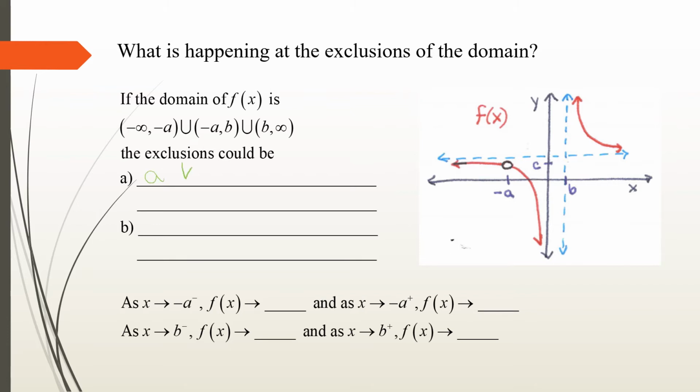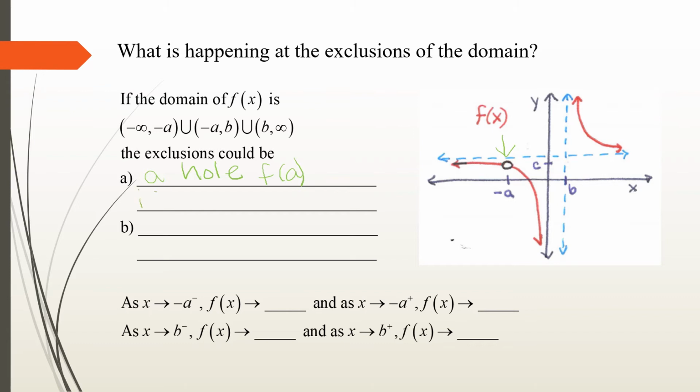A hole where there's just no value at it. And that's when we see that, notice at f of a, we have a hole. And so it does not exist. There's nothing happening there. That's why we draw it as an open circle there, as a hole. So, when does that happen?